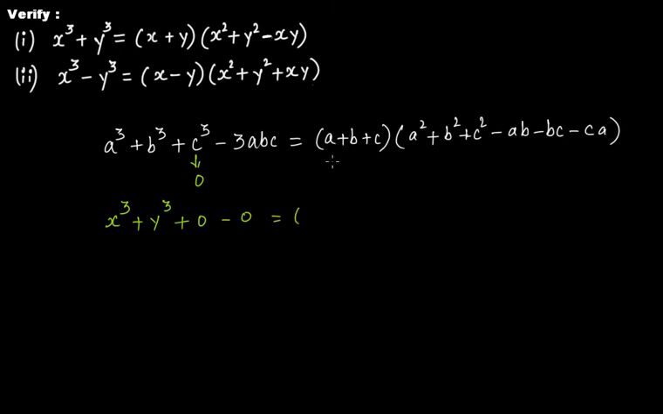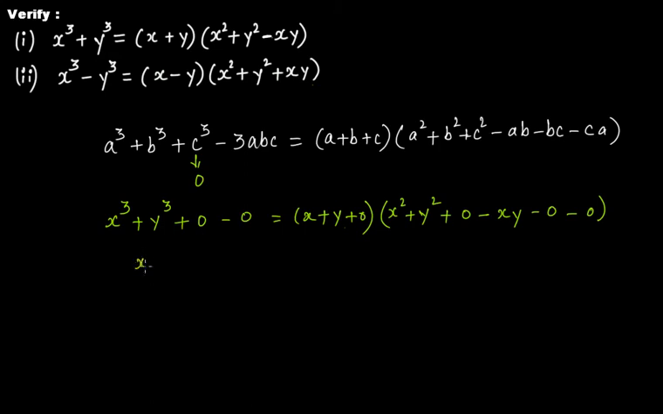Now here you have a plus b means what? X plus y. Okay, our c is 0, that's why this will be 0. And then you have a is x, so x squared, b is y, so y squared, c is 0, therefore 0, minus ab means xy, bc means y multiplied by 0, that is 0, ca means 0 multiplied by x, that is 0.